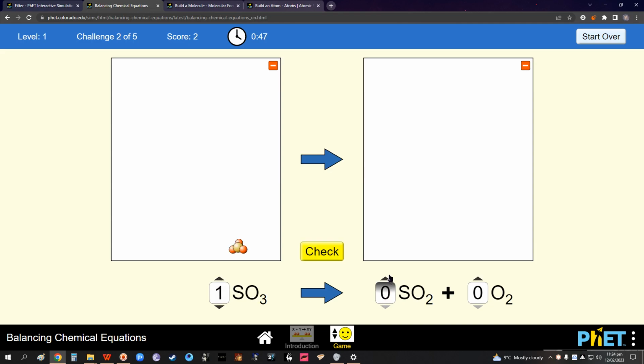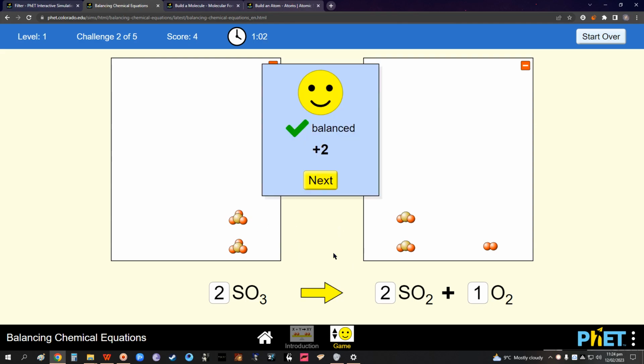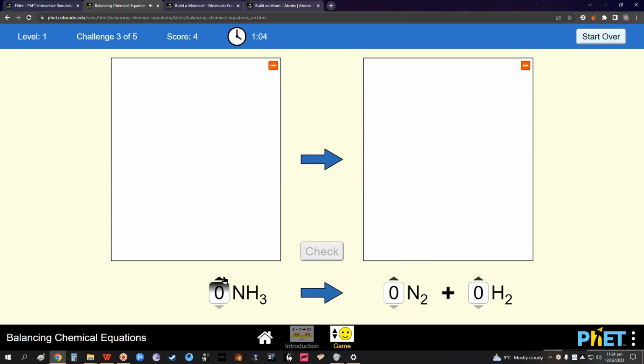Let's go. Next one, SO3. This is SO3. So let's see, I think we have more oxygen on this side, so we need to increase more. So 2 of these, so giving us 6 of these, I think this is correct, right? Moving on, ammonia. It's very simple. We got 2 of these ammonia, and there you go, done.